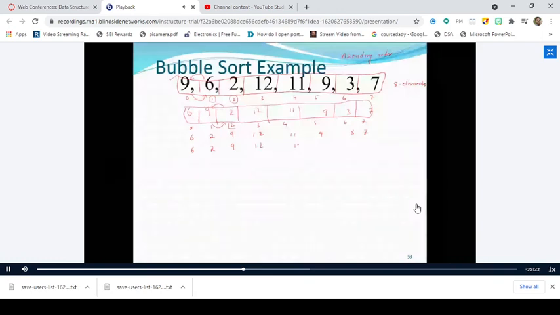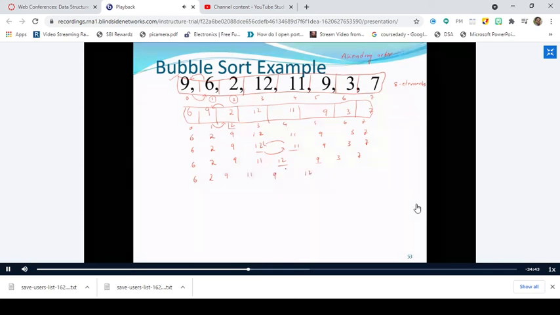Now tell me what are the elements you have to compare. 12 and 11. Is swapping required or not? Required. Therefore, you swap these two elements. Now, what are the two elements you have to compare? 12 and 9. Do they require swapping or not? Yes, they require swapping, right? So you swap these elements.